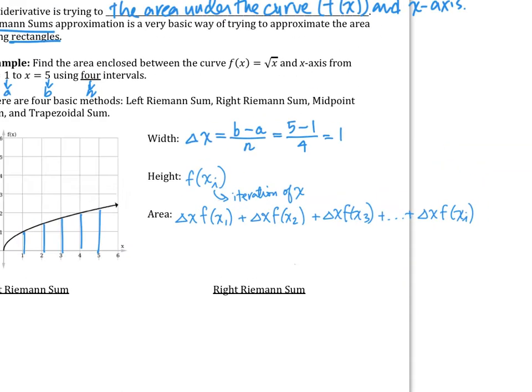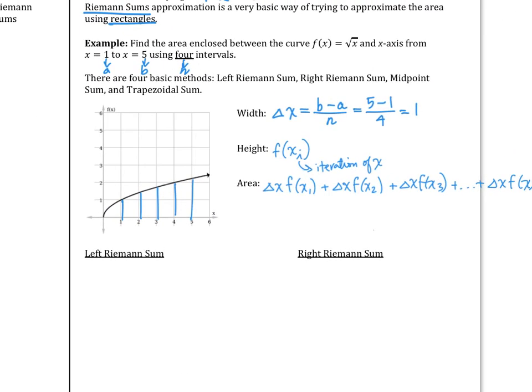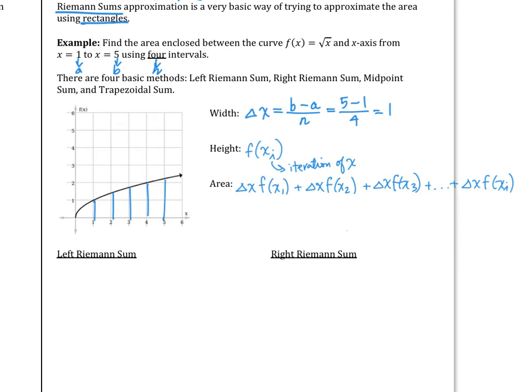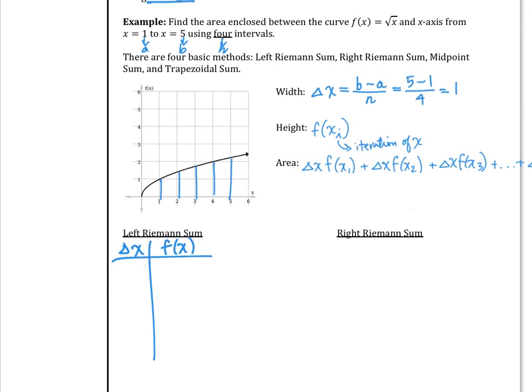All right, so let's go ahead and look at the first one, left Riemann sum. So what we're going to do is take the width times the height. You can create a table if this is very confusing for you. So you know the width, let's just say width is always 1 in this case, and then the height is going to depend on f of x. Again, if this is very confusing, you can also write x here.